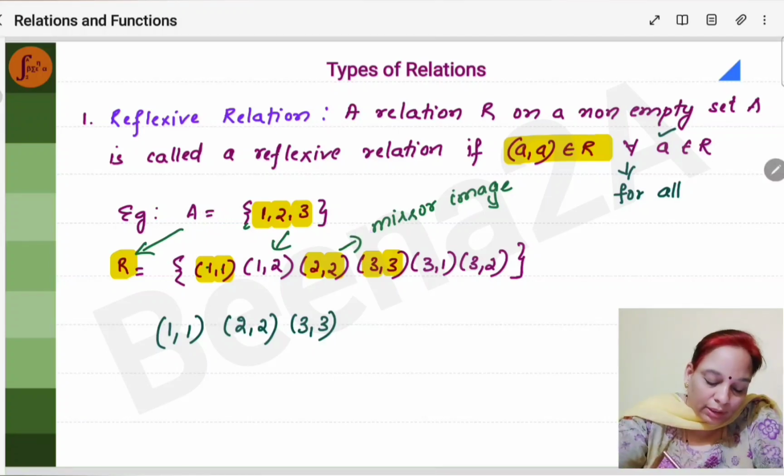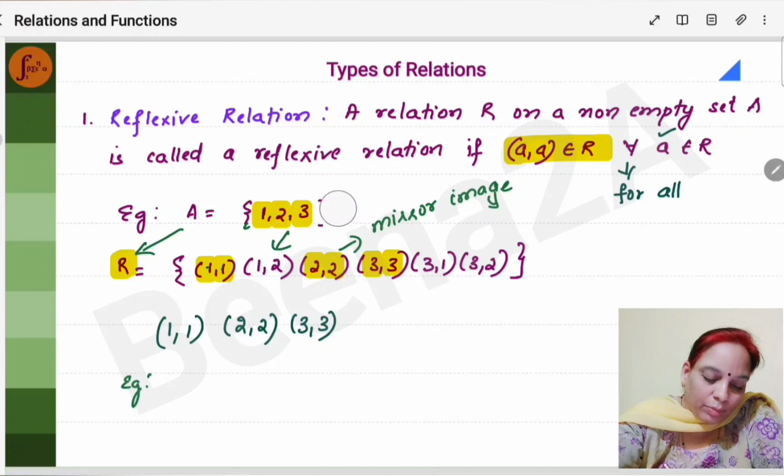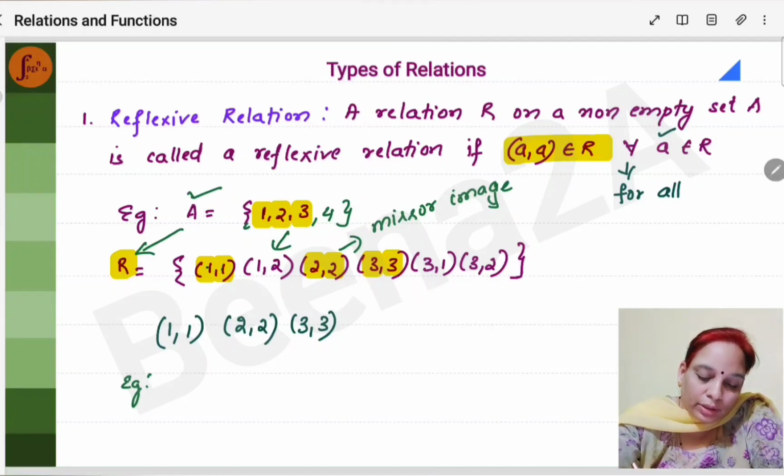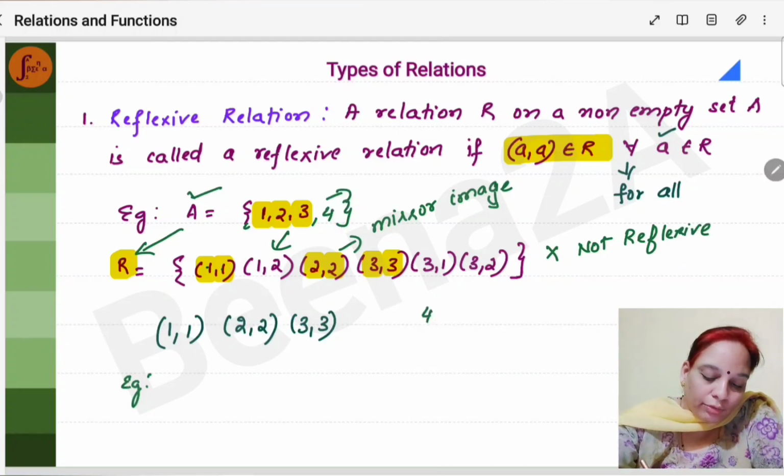Now let's take an example. Let me modify this example. Let me put the number 4 also in this particular set. Right? Now, would you call this relation reflexive? No. This relation is not reflexive. Why? Because you have 4 and you should have 4, 4, which is not there in this particular relation set. That's why this becomes not reflexive.